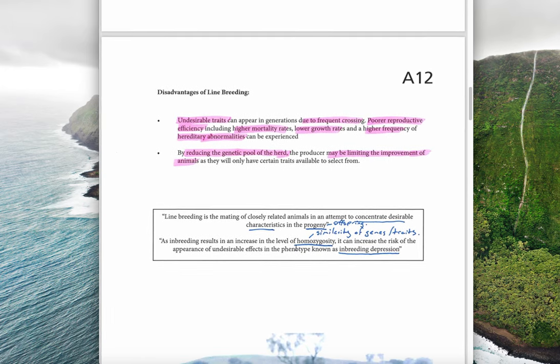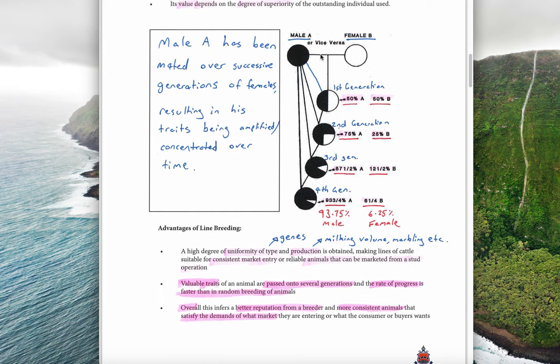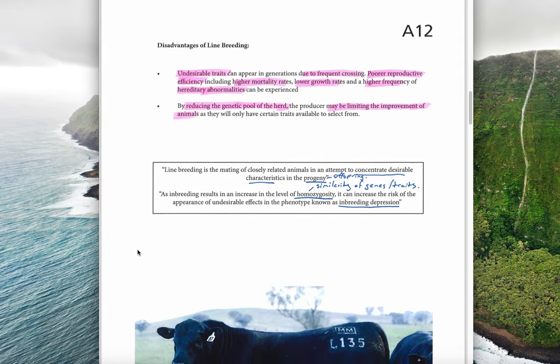Disadvantages are, with any form of inbreeding, you get undesirable traits appearing, because if you have genetic defects, they get multiplied or they get shown more easily because they're all related, and so there's no new genes coming in. So you get poorer reproductive efficiency with higher mortality rates, lower growth rates, and higher frequency of hereditary or genetic abnormalities, which can be a downside. And lastly, you're reducing the genetic pool, because all of the animals that you have are going to be basically related. They're all going to be related to this animal here. And so if that has any defects, they will end up showing up quite strongly eventually.